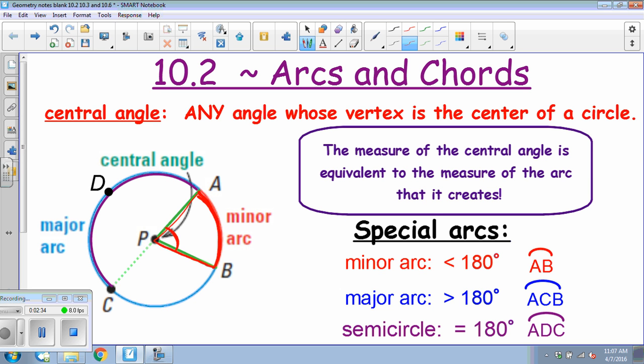Okay? So when we're looking at a minor arc, it is less than 180 degrees. So if this angle is less than 180, then this is a minor arc. A major arc is greater than 180 degrees. So the major arc is from A all the way around to B. But if I just said AB, it would go from here to here. Okay? The letters are your road map.